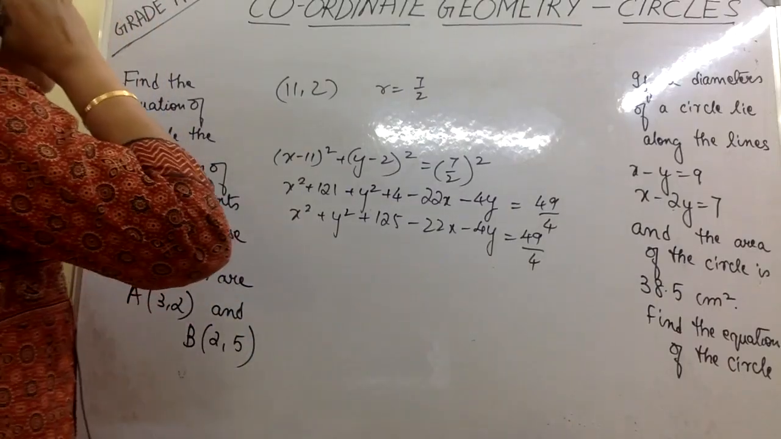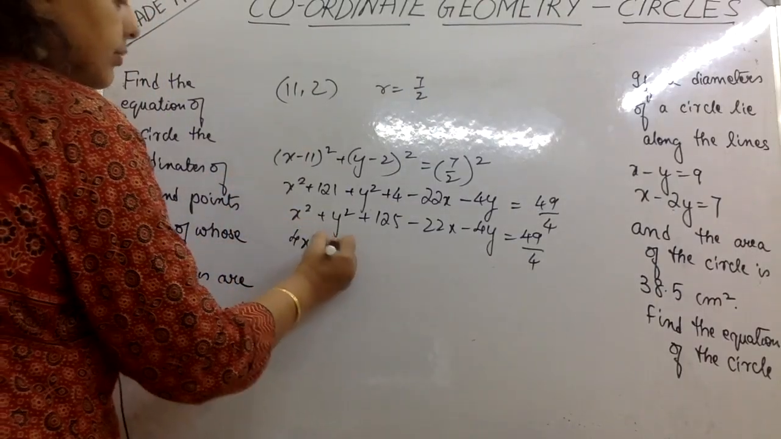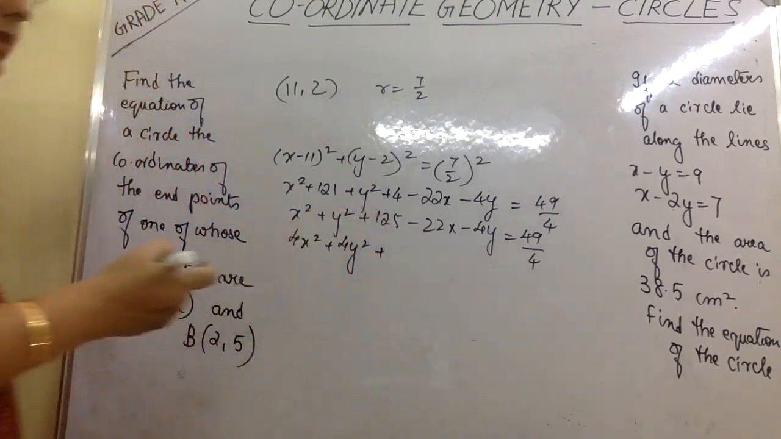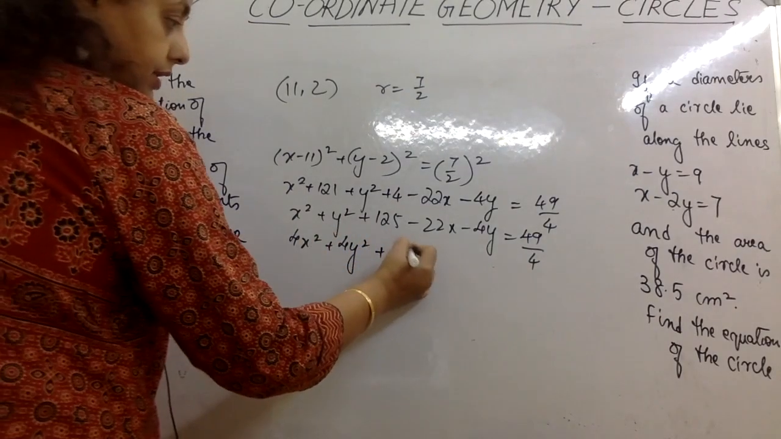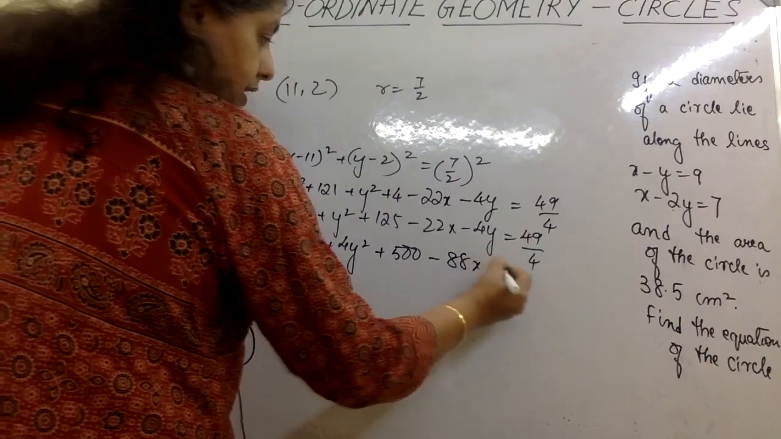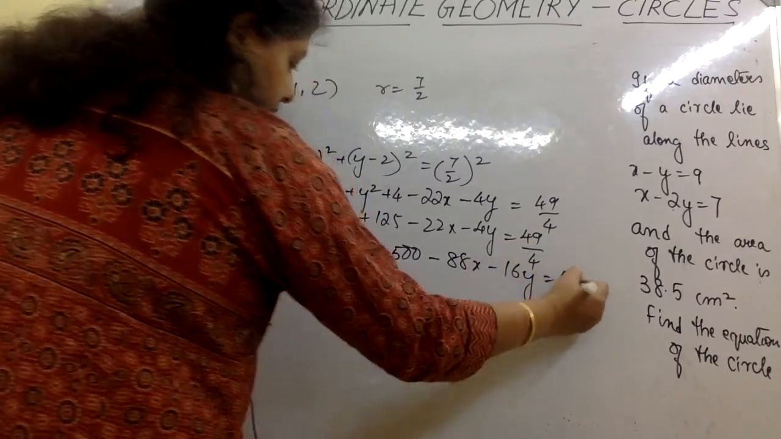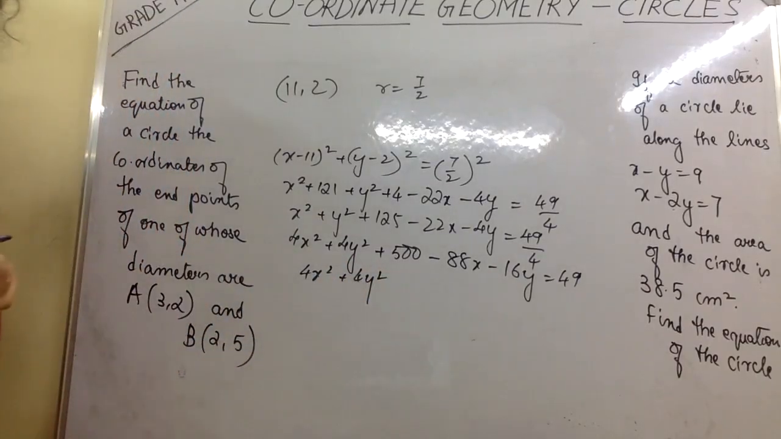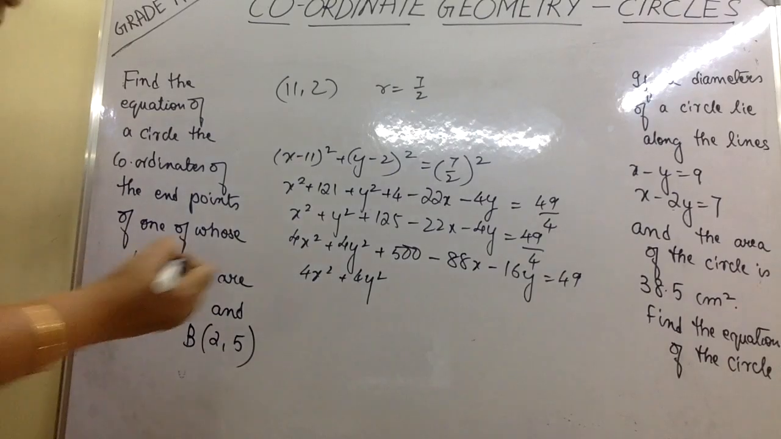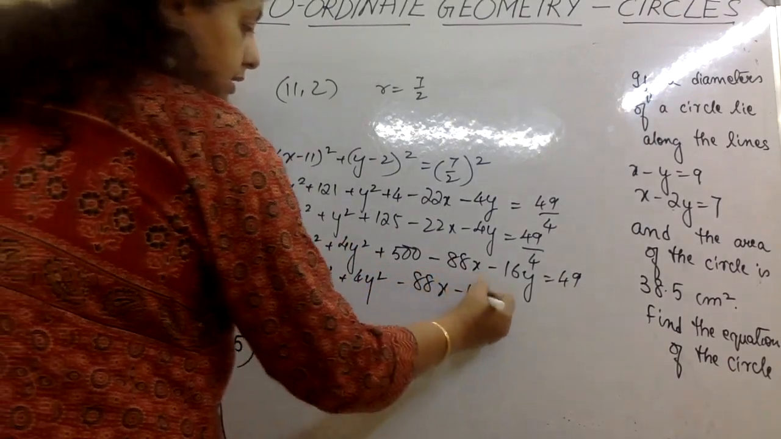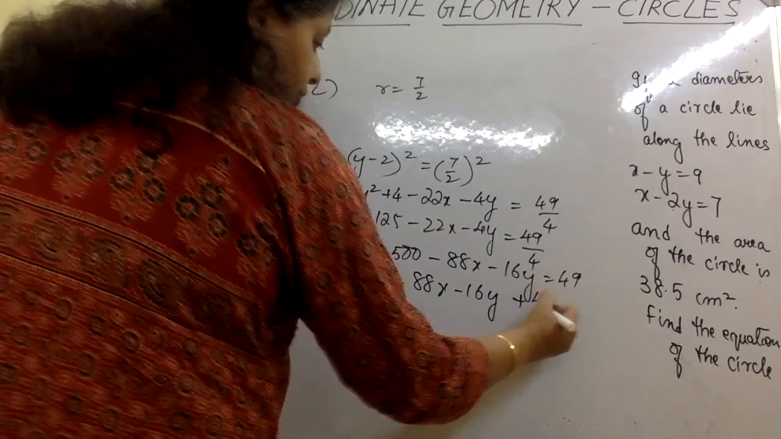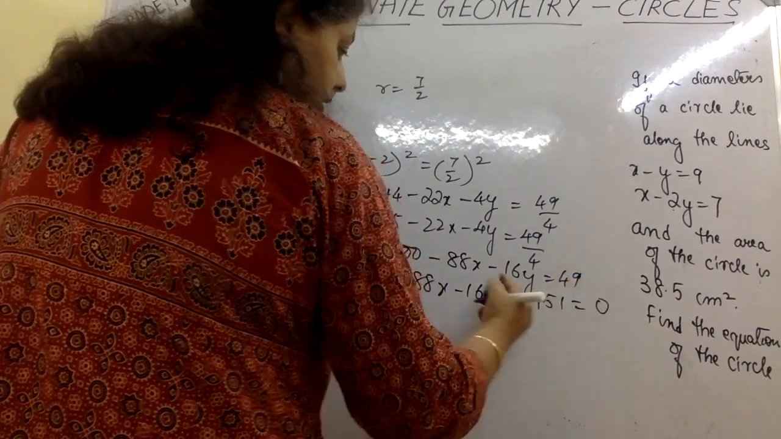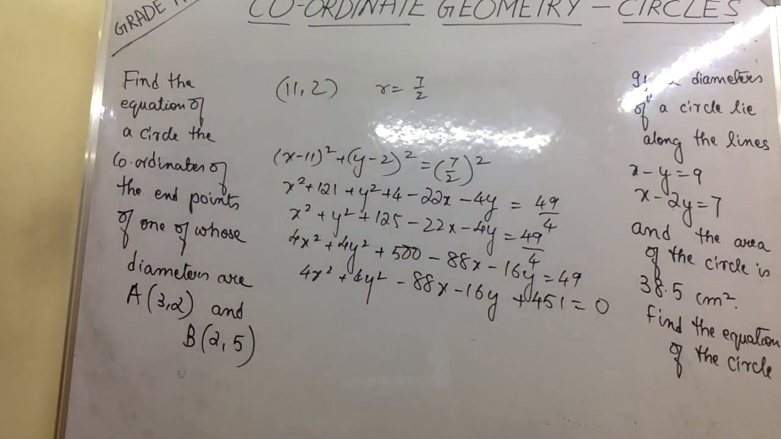So this is 4x square plus 4y square plus, this is 4 into this, which becomes 500, minus 88x minus 16y is equal to 49. So 4x square plus 4y square, minus 88x minus 16y plus 451, if we take this 49 this side. So this is our final equation.